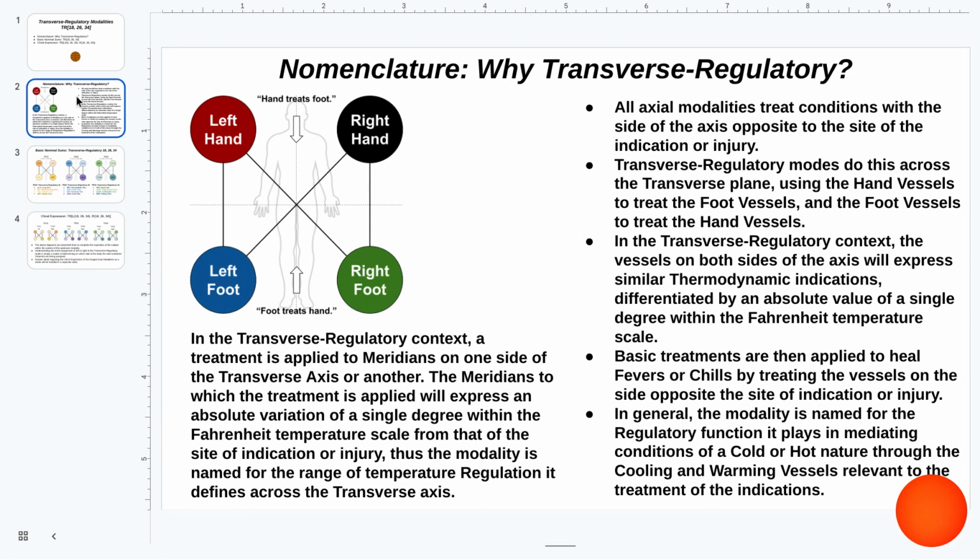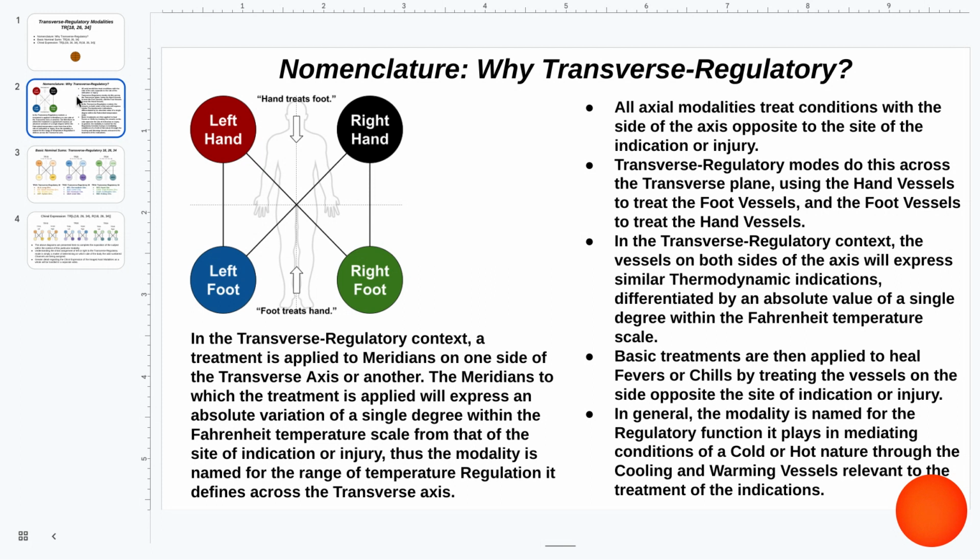In the transverse regulatory context, the vessels on both sides of the axis will express similar thermodynamic indications, differentiated by an absolute value of a single degree within the Fahrenheit temperature scale. Basic treatments are then applied to heal fevers or chills by treating the vessels on the side opposite the site of indication or injury. In general, the modality is named for the regulatory function it plays in mediating conditions of a cold or hot nature through the cooling and warming vessels used to treat the indications.